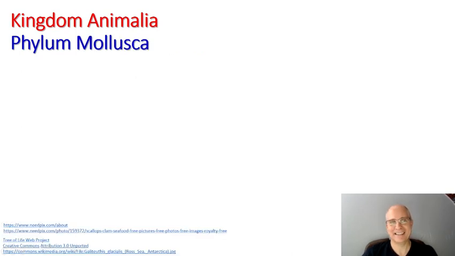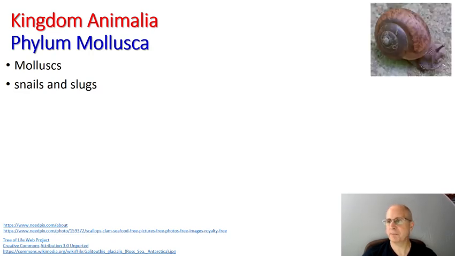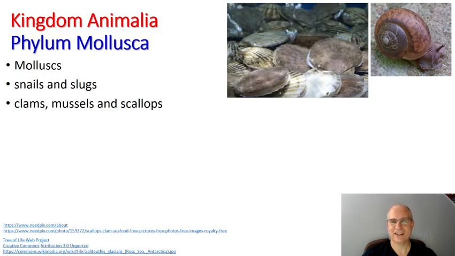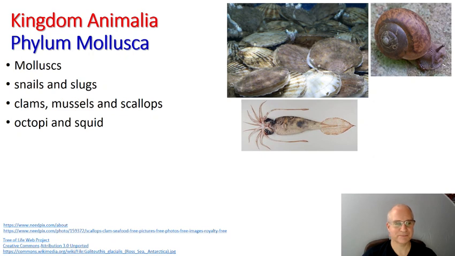Next phylum is the phylum Mollusca, or the mollusks. And we've got a number of different types of mollusks that are actually quite different from one another. So you've got the snails and the slugs, like this land snail picture I took a number of years ago. You've got clams, mussels, oysters, and scallops. And there's some scallops that you see there. Octopi and squid, and there's a squid for you. So all of these are mollusks, interestingly enough.